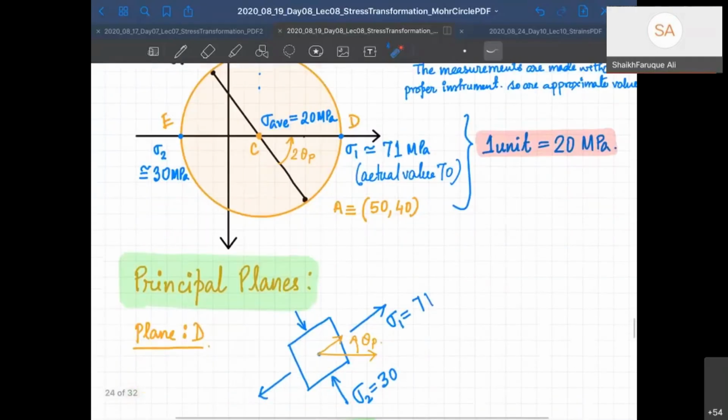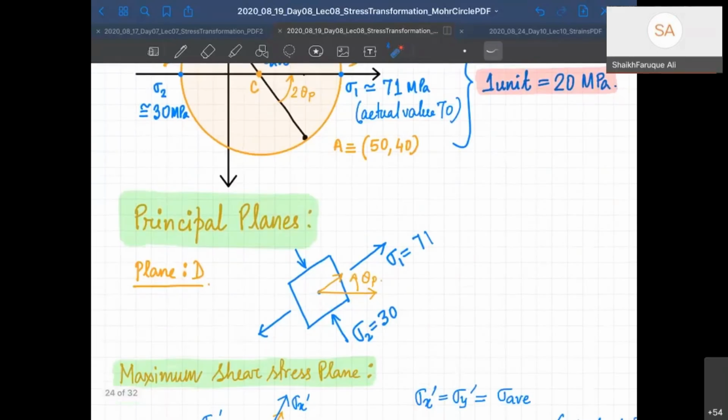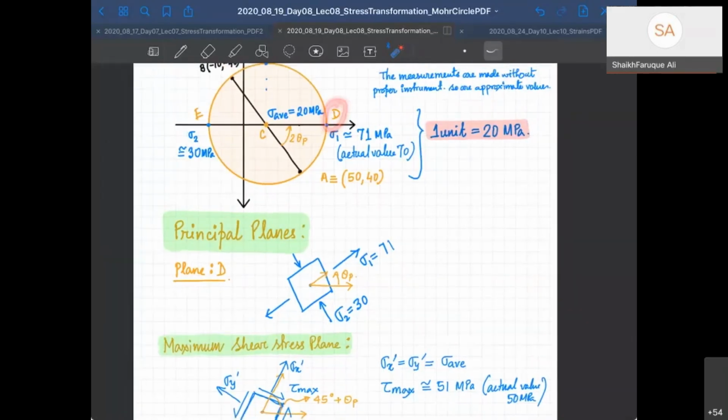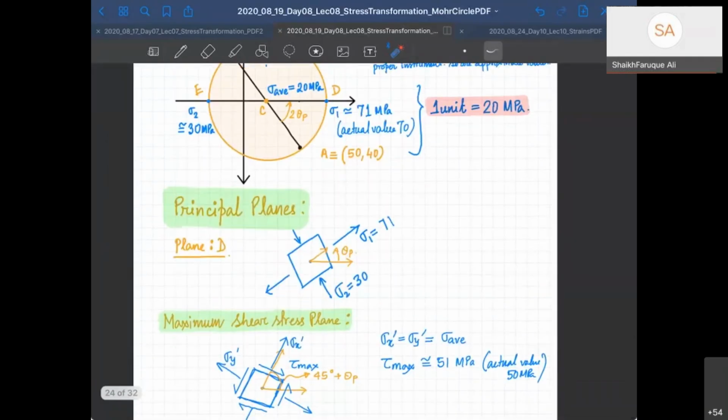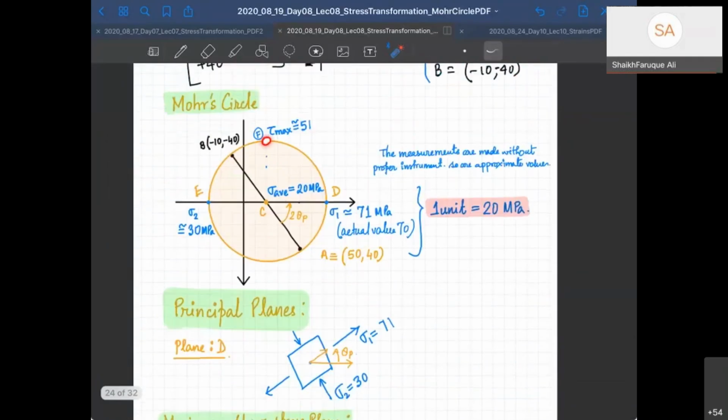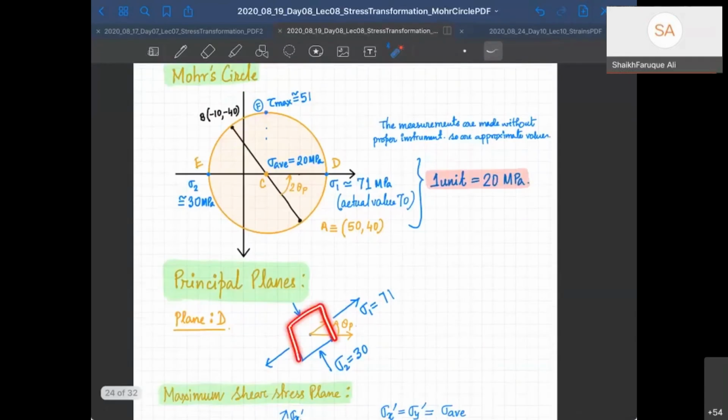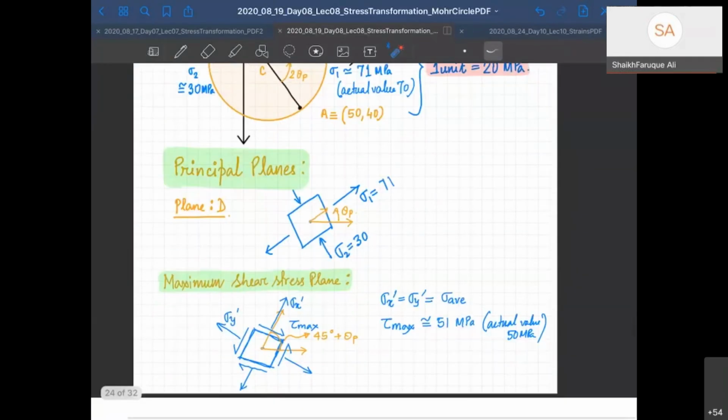So this is the plane D. That's the D point. This is plane D. That's the E point, and the E point we have drawn. And now we have to draw shear stress, right? So this is the shear stress plane. No, sorry, this is my shear stress plane, and that will be 45 degrees plus theta P. This angle is 45 degrees plus theta P. We have just explained that.